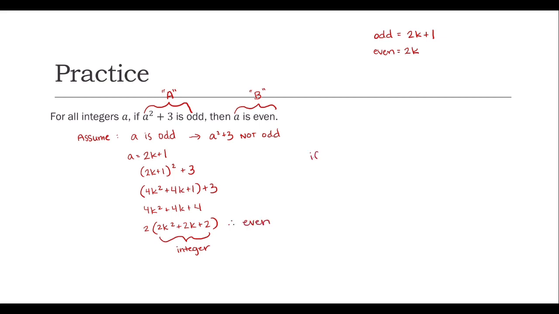So if statement B is not true, so if not B, then statement A is also not true. Therefore, if statement B is true, then statement A will be true. So we have proved this.